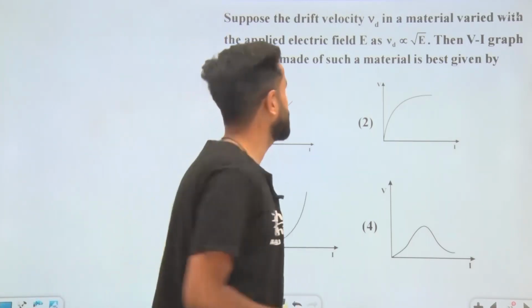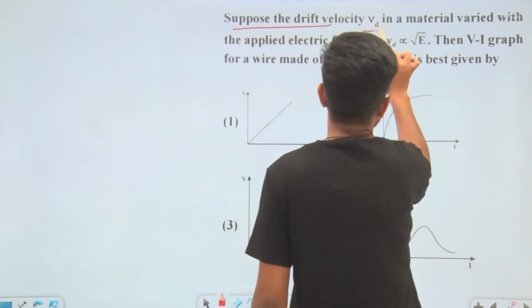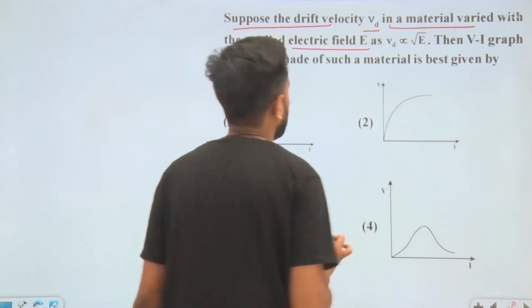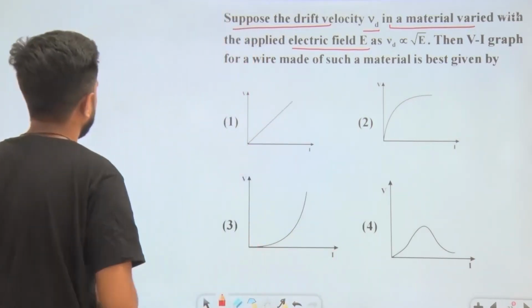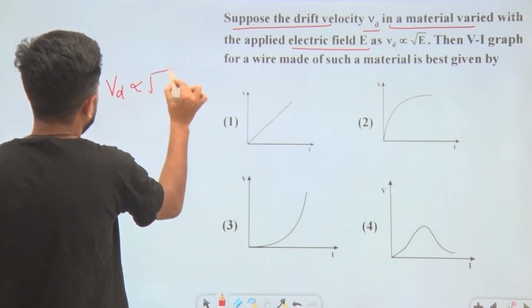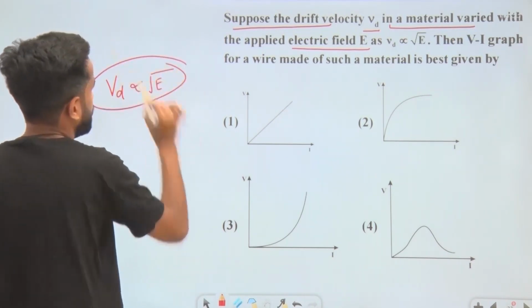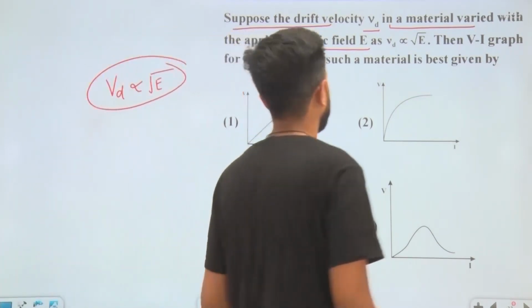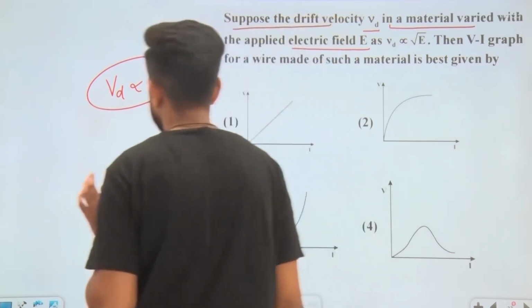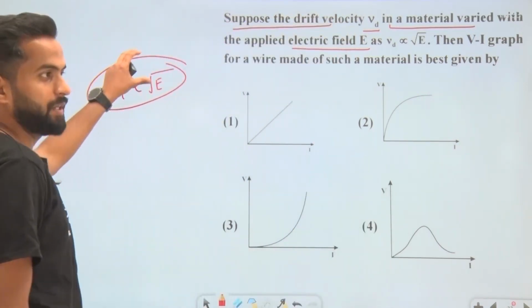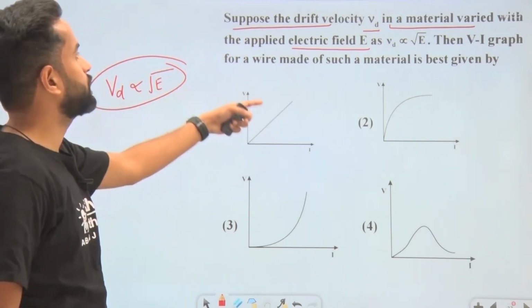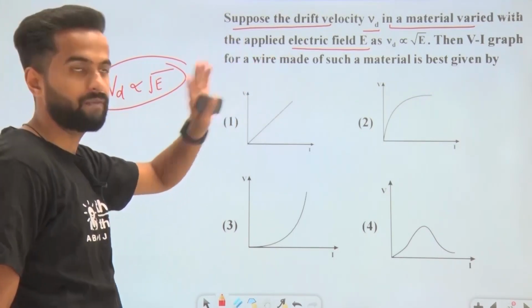Hello students, so the question is, suppose the drift velocity Vd in a material varies with applied electric field as Vd is proportional to under root of E, where E is the applied electric field, okay. Then the VI graph for a wire made of such a material is best given as, okay. So for such a material, we have to plot the VI graph.